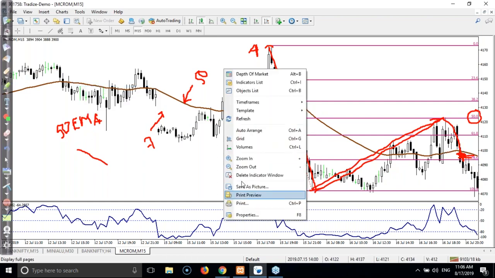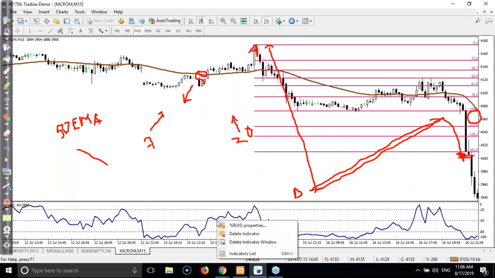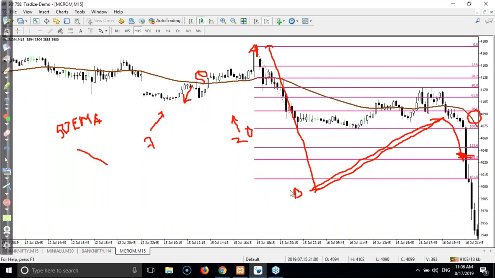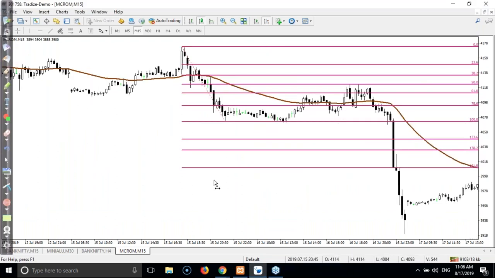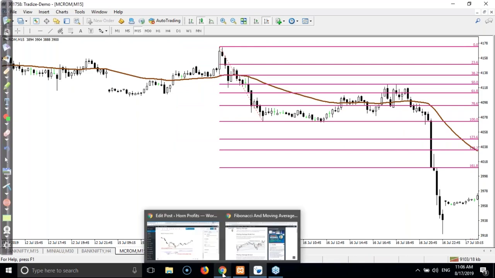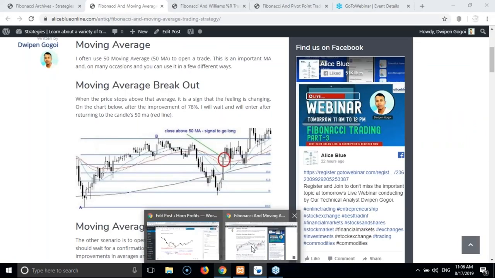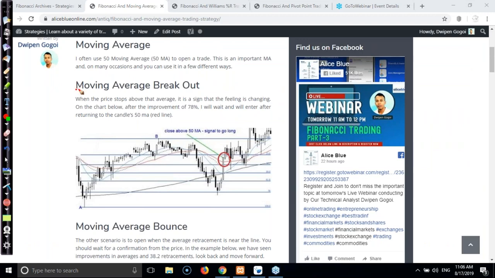Now, have you seen? Let me explain this one. Now you can see we use the moving average breakout. That means I'm using this strategy, right? So the moving average breakout strategy. So in that case, the 50 exponential moving average, right? The 50 exponential moving average.